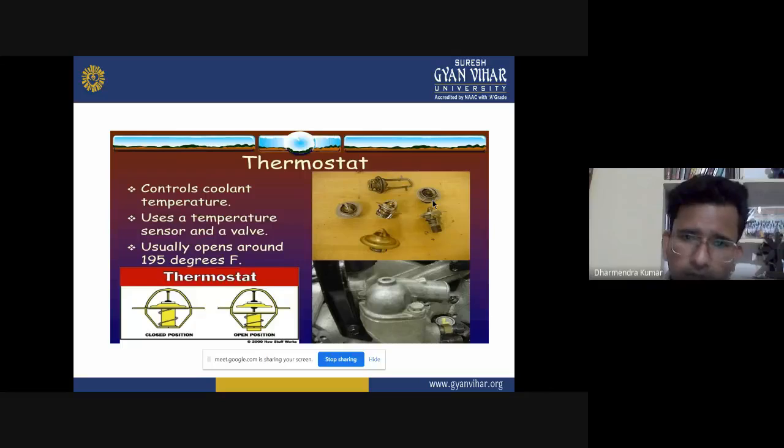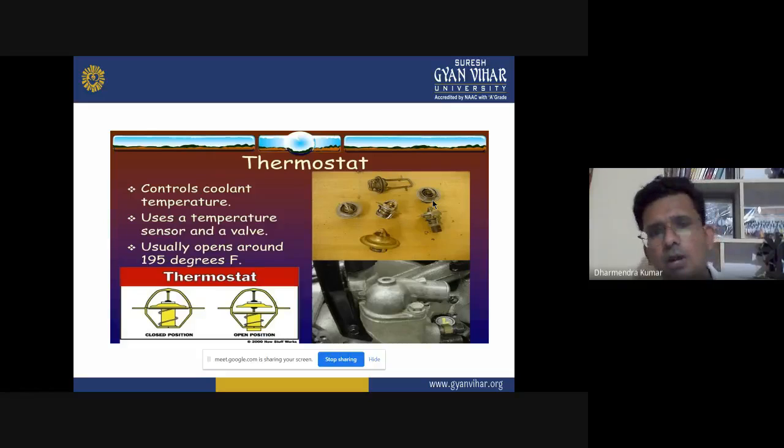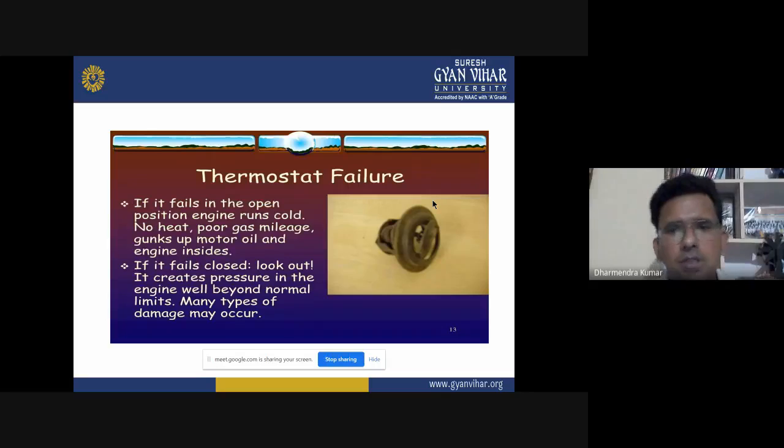This is the thermostat. It is one component used in the water cooling system. It controls coolant temperature using a temperature sensor or a valve. It usually opens at around 195 degrees. This is the function of the thermostat. Now thermostat failure. If it fails in the open position, the engine runs cold, with no heat, poor gas mileage, and gunk or motor oil inside the engine. If it fails closed, look out, it creates pressure in the engine well beyond the normal limit.